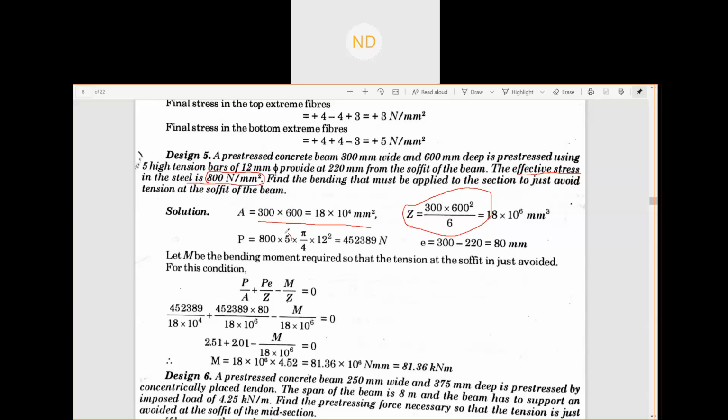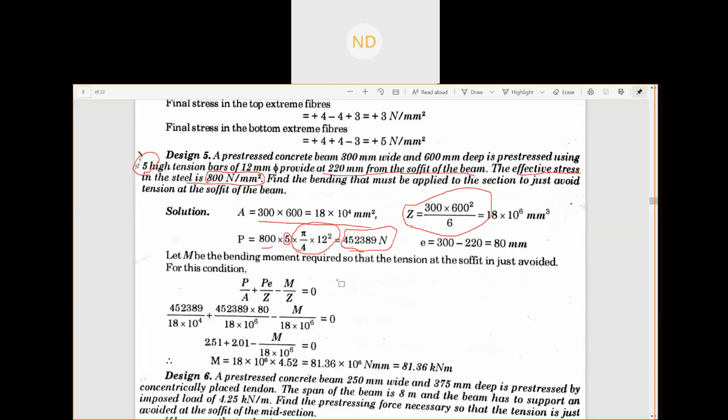So for the 5 tensile bars of 12 mm dia, the area is pi d square by 4 and your effective stress is this. Therefore your pre-stressing force will obviously be the stress into the area of the 5 bars. That gives your pre-stressing force to be 452,389 Newton. And what was mentioned to you is that these bars were provided at 220 mm from the soffit of the beam.